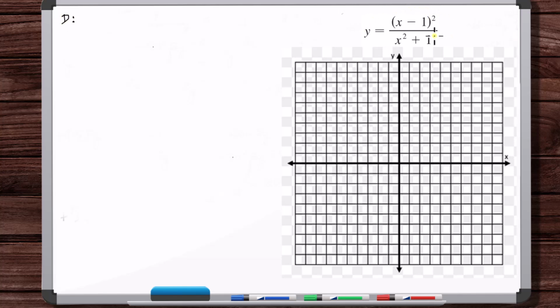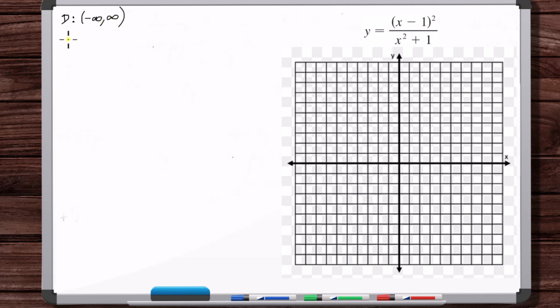Well, the only domain issues are if we potentially divide by 0. It's not like we have an even root in the numerator or denominator where we can't have a negative number. We've got two polynomials, one in the numerator, one in the denominator. So the only issue here is dividing by 0. So when could x squared plus 1 potentially be equal to 0? Well, never. There's no x that you can input into x squared plus 1 and have this equal to 0. So the domain is all real numbers.